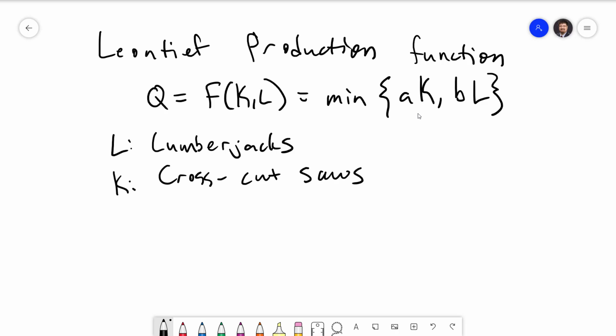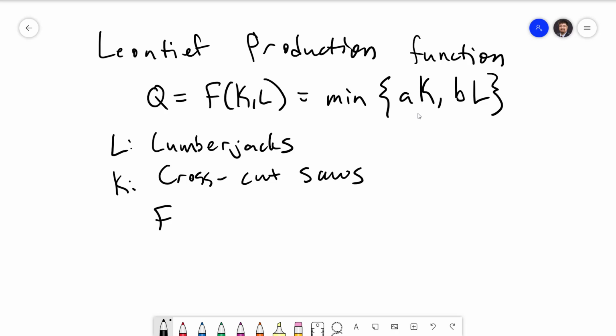It takes exactly 2 lumberjacks and 1 saw to cut a log. 1 lumberjack stands on each side of the saw. If we have extra saws with no lumberjacks to use them, they do nothing. If we have extra lumberjacks with no saws, they can't do anything either. So we need to use these in a fixed proportion of 2 lumberjacks for every saw.